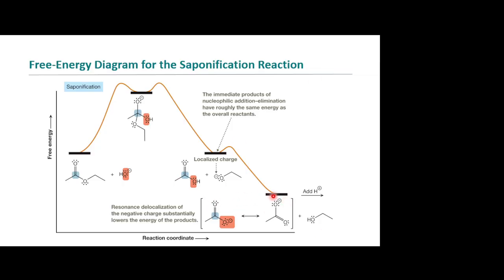And so again, you get a resonance stabilized carboxylate right here. Very low energy. And then you get, in this case, the alcohol, ethanol. Okay.